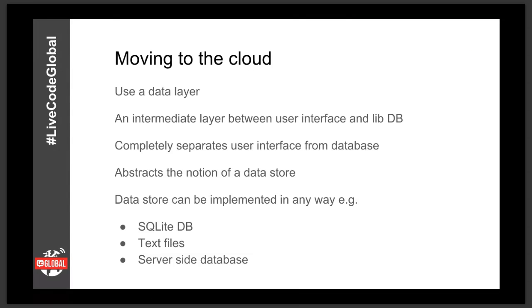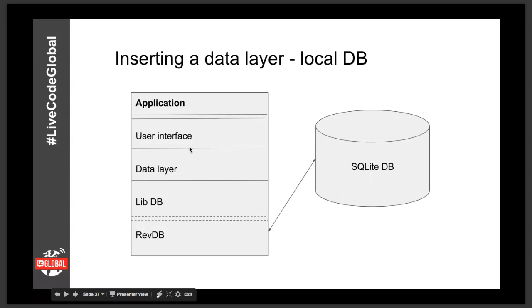So rather than our interface commands calling libdb directly, they call a data layer. It abstracts the notion of the data store. So rather than the data being stored directly in a database, it's stored now in this data layer. And the data layer could be anything. In this case, for our first example, it's an SQLite database, but it could actually be text files, or as we move on to the next talk, a server-side database. So that intermediate data layer sits in between our user interface and, in this case, libdb, and handles storing the data. It's an abstraction, and I'll show you why that's a really useful way to go in the next slide.